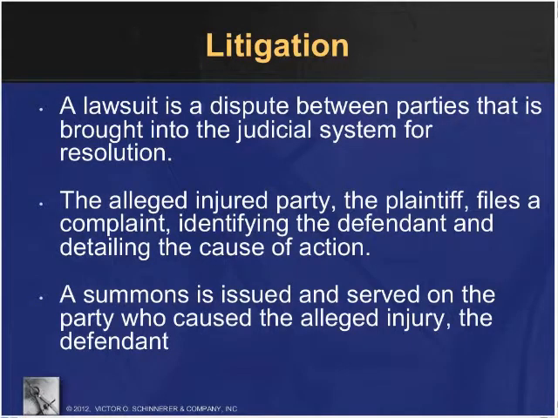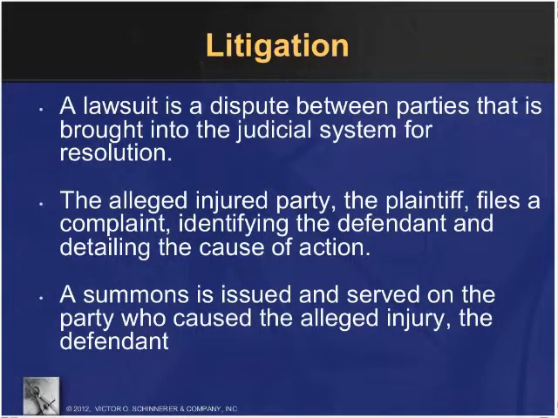Now, a lawsuit is essentially a dispute between parties that is brought into the judicial system for resolution. And the way in which this dispute comes into the court system varies according to your jurisdiction. Most state courts have their own particular court rules, but we can talk about the general principles involved in pretty much all of the 50 states for our purposes.